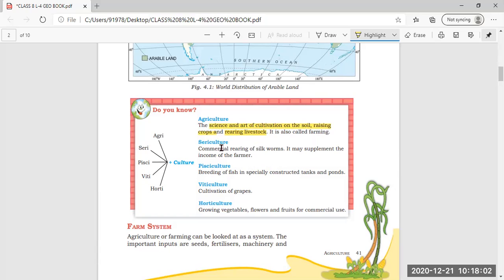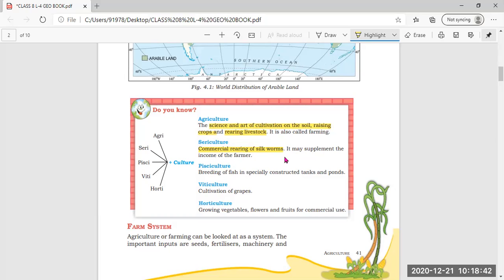Now, second, sericulture. Sericulture means commercial rearing of silkworms. So, commercial rearing of silkworm is called sericulture. That means silkworms are reared, are kept for commercial use. For the commercial means for selling of the silk, to produce silk and for selling in the market for profit, with the aim of making profit. That is why it is called commercial rearing of silkworm. It is called sericulture.